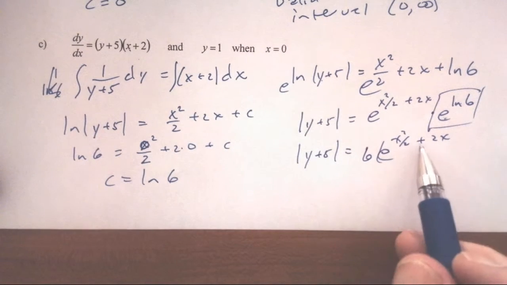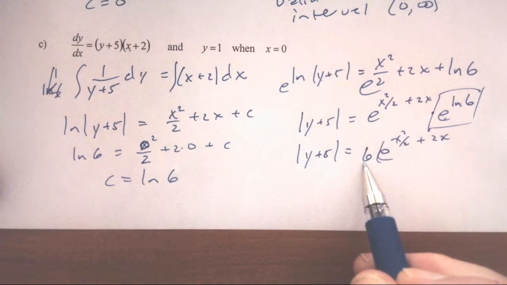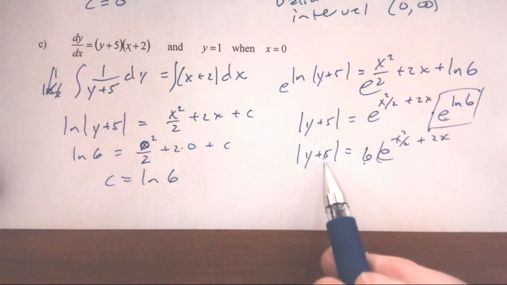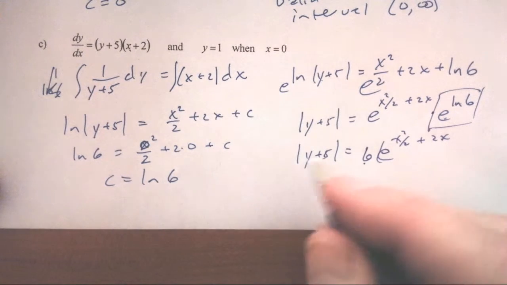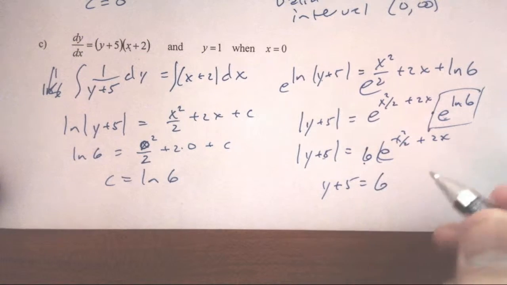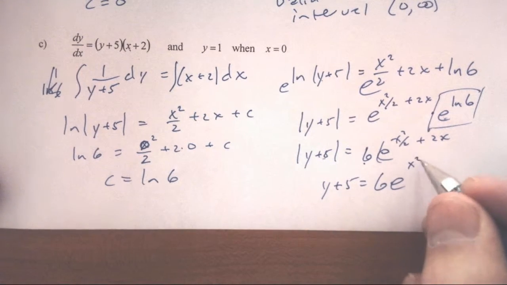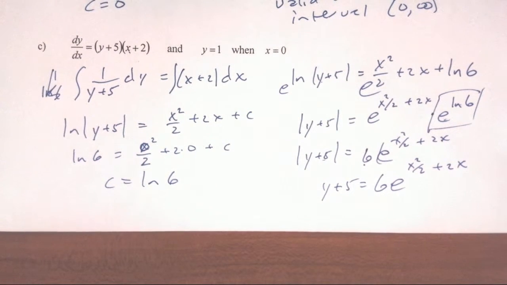But e to the is always a positive number, times 6 is always a positive number, so y plus 5 is always going to be a positive number, so I don't need to do anything with the plus or minus thing here. Just y plus 5 is 6 e to the x squared on 2 plus 2x. And I'm going to take a break at that point, and we'll come back for part 2.